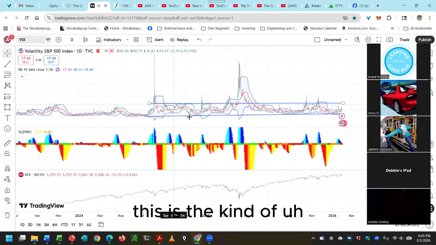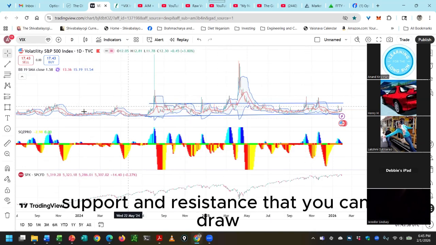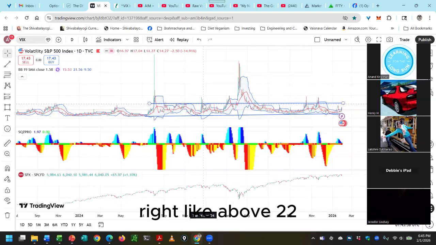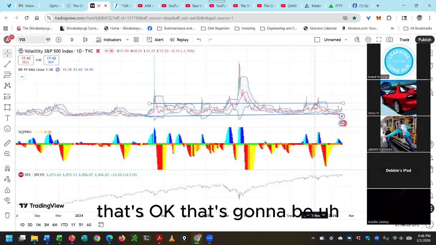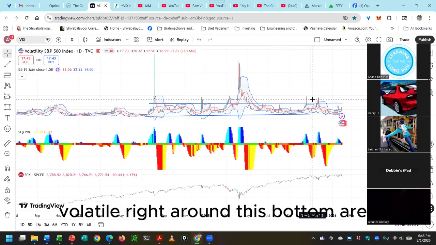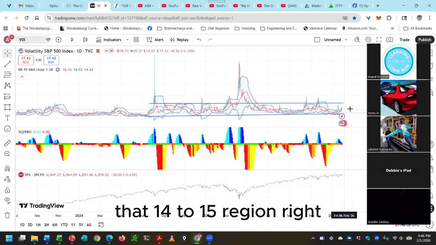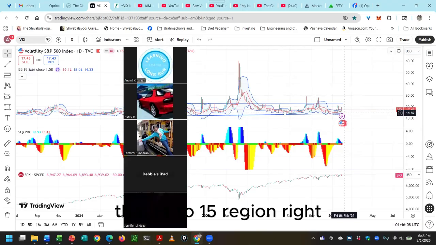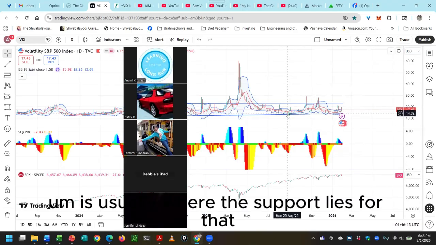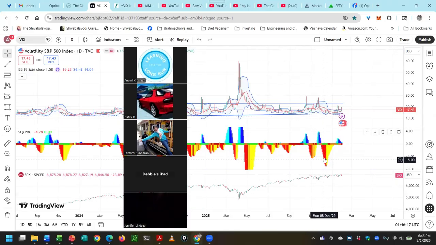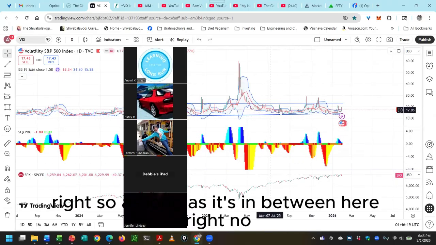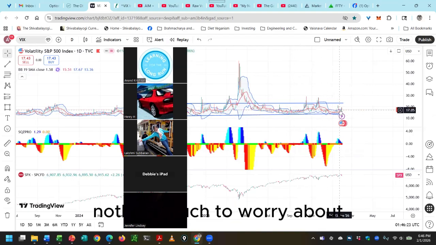This is the kind of support and resistance that you can draw. Above 22, 23, that's going to be volatile. Around this bottom area, that 14 to 15 region, is usually where the support lies. So as long as it's in between here, nothing much to worry about.